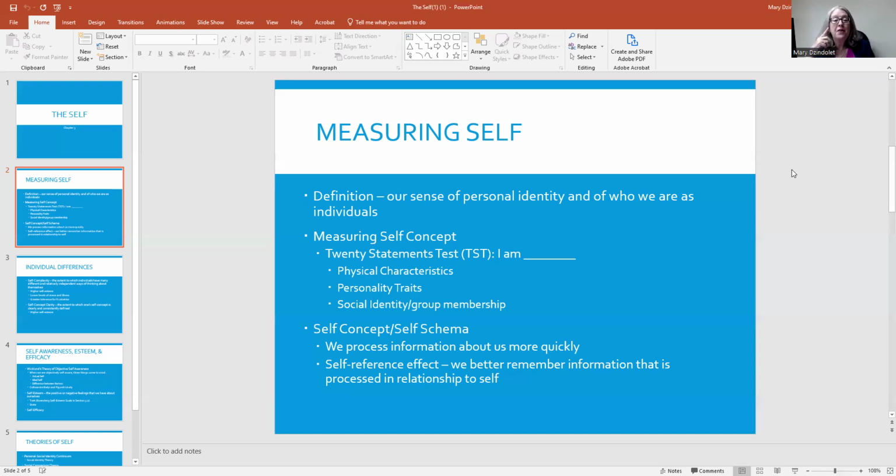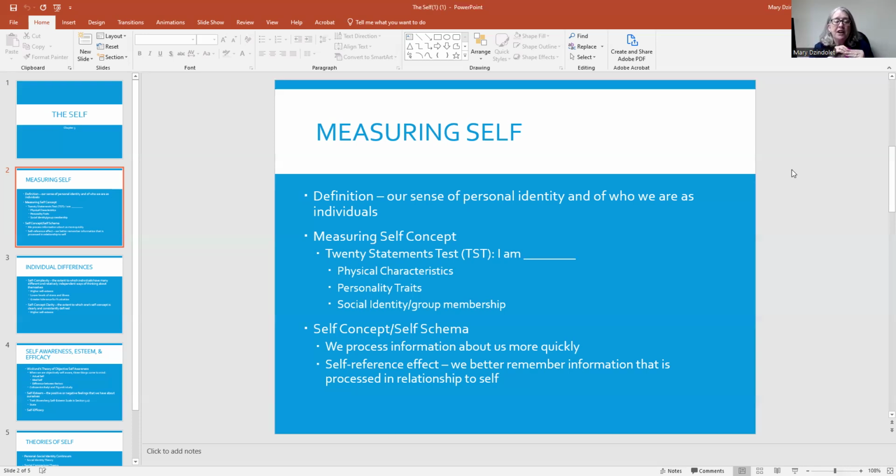But my brother, on the other hand, being one of only 2 males in the entire house, it's very likely that if we did the TST test with him, he'd have on there, I am a man, or I'm male, or I was a boy, or something. Okay, same with personality traits.